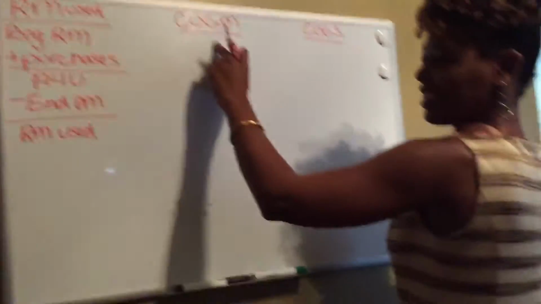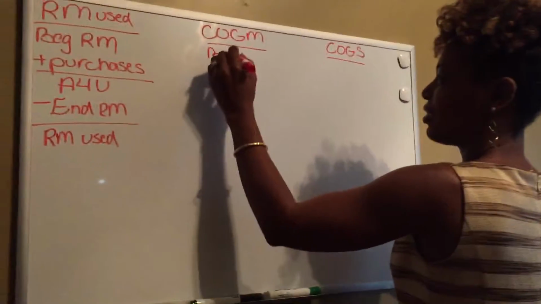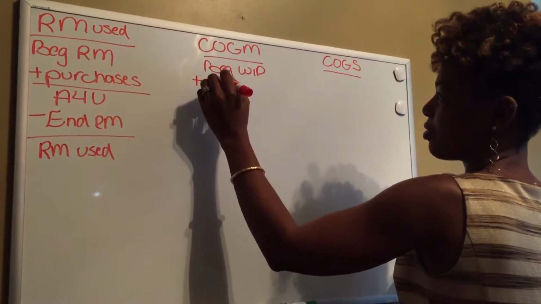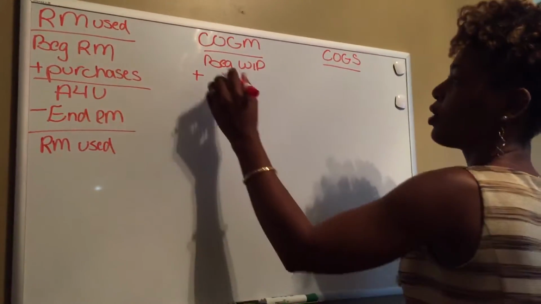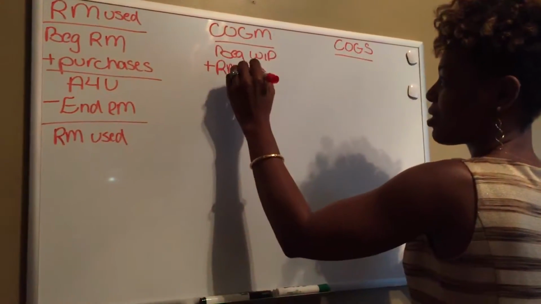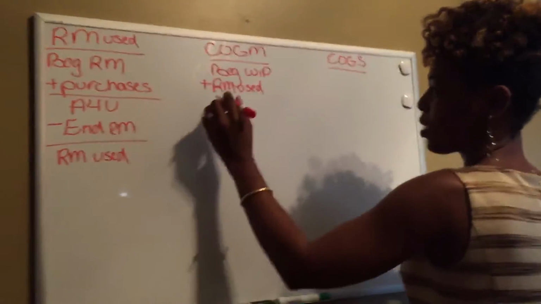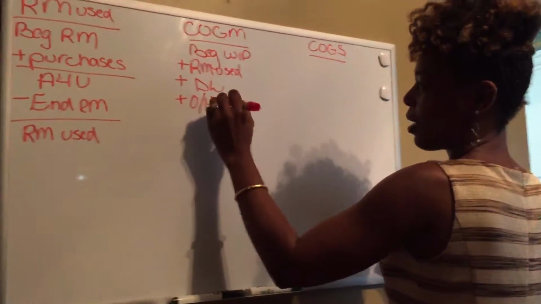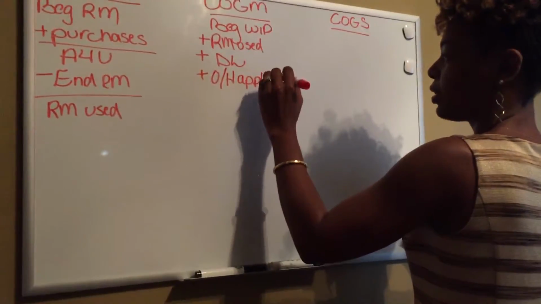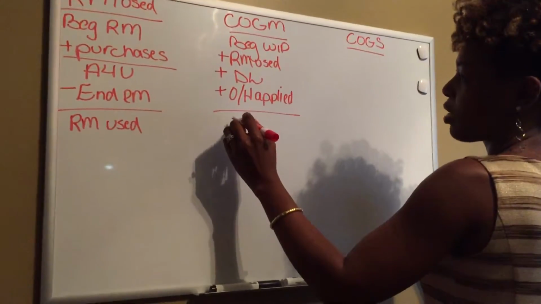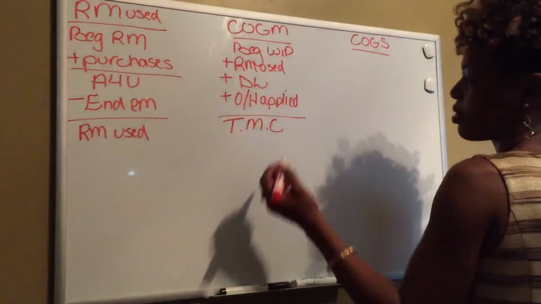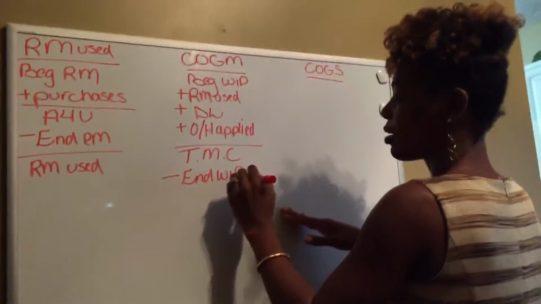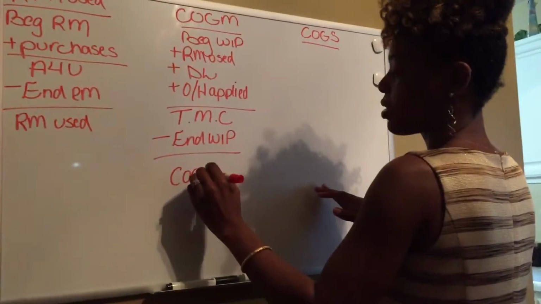From cost of goods manufactured, we start with beginning work in process. We add in a lot of stuff. We add in raw materials used, which we take from here. We add in direct labor. We add in overhead applied. And this is going to give us the total manufacturing cost. From here, we subtract ending work in process, and that's going to give us the cost of goods manufactured.